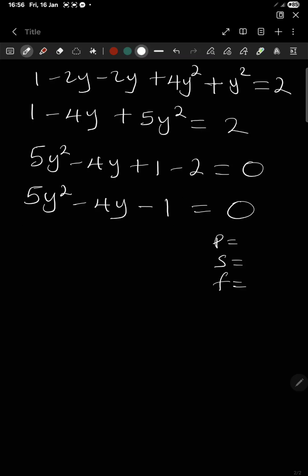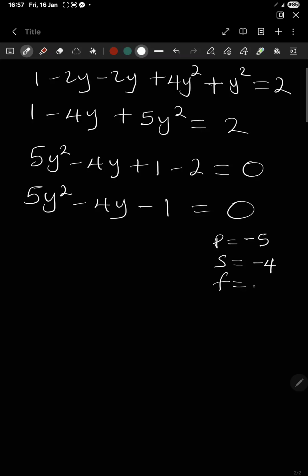So 5 times -1 is -5. And then the sum is the middle number, which is -4. And then factors are two numbers that when you multiply them, you get -5, and when you add, you get -4. So do you have such numbers?